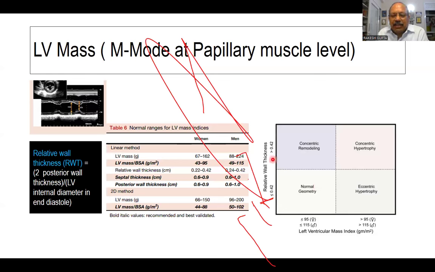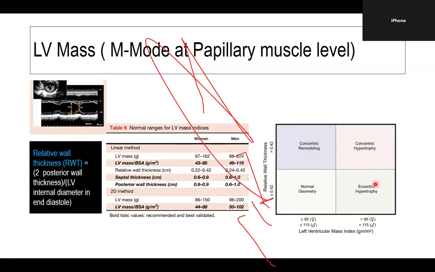If my relative wall thickness is more than 0.42 but my LV mass is less than that, it becomes concentric remodeling. If it's more than 0.42 and the mass is also more than 95 or 115, then we call it concentric left ventricular hypertrophy. And if one of the parameters, LV mass, is more, but relative wall thickness is less, we say eccentric.